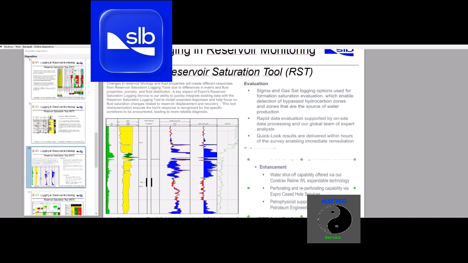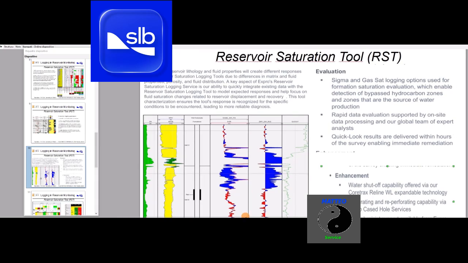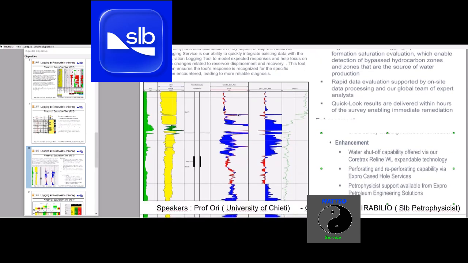So we have also the gamma ray. The change in reservoir lithology and fluid properties will create different responses from the reservoir saturation log. A key aspect of reservoir saturation tools is that the tool's response is recognized for the specific condition, to be anchored for the diagnosis.